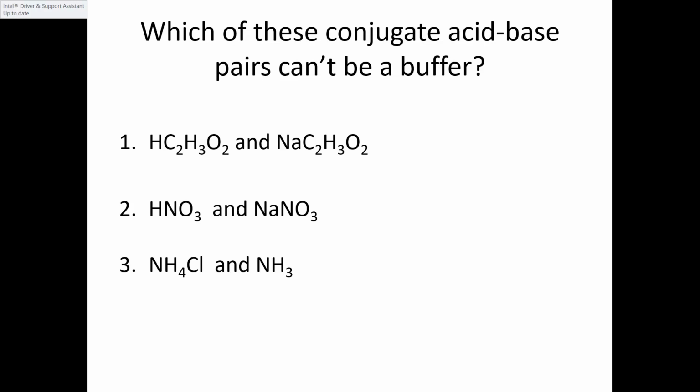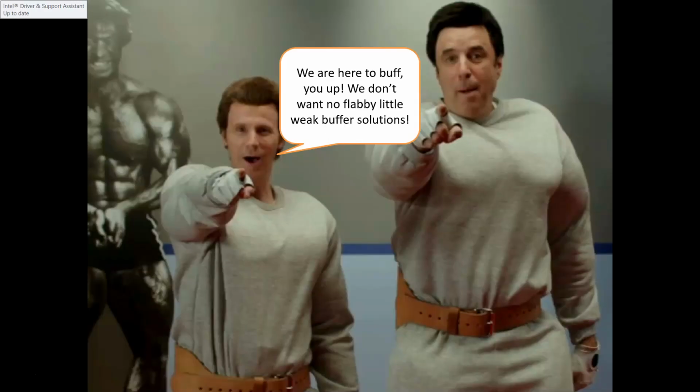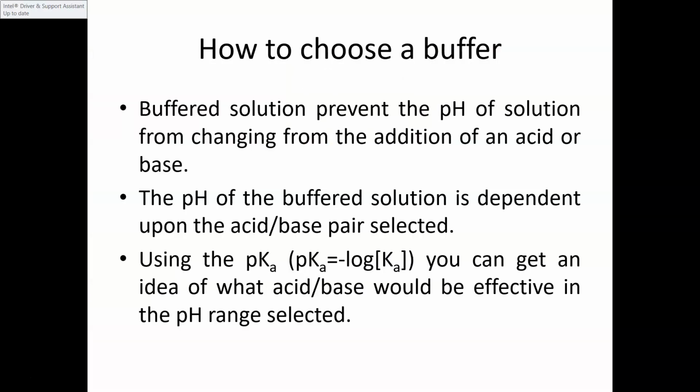Now, when we make buffered solutions, we want to make sure that they're capable of handling realistic amounts of acid and base when they're added to them. That is, we don't want a flabby little buffered solution. We want it to be able to withstand some change of significant acid or base addition. So what do we do to make a buffer, and how do we make sure that it can resist a change to pH? Well, like we said, the addition of a weak acid and a conjugate ion of that acid or base is what is needed to make a buffered solution.